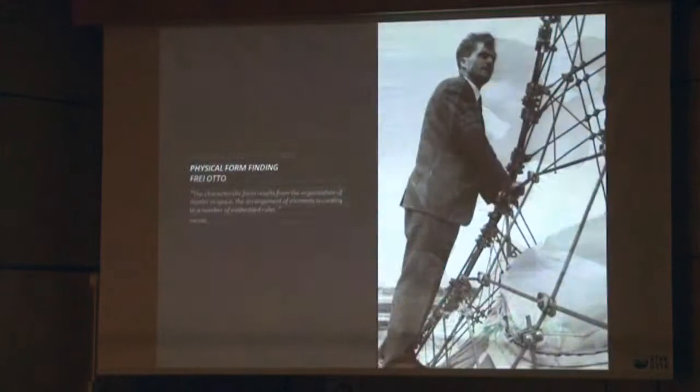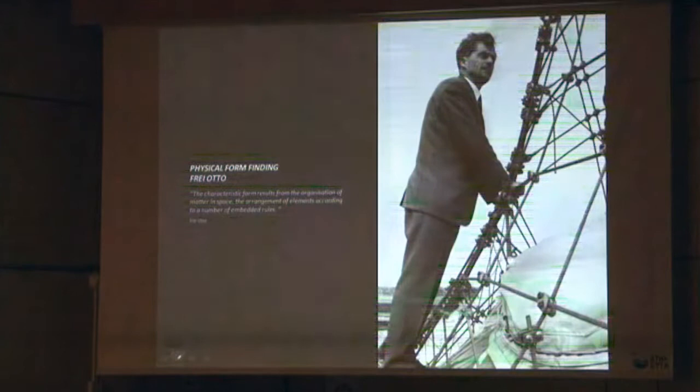On the other end of the spectrum, there are Frei Otto's extensive series of experiments that he conducted at his institute at the University of Stuttgart, and that he called form-finding experiments and methods that investigated for the first time how physical computing, that is how material can organize itself in space.